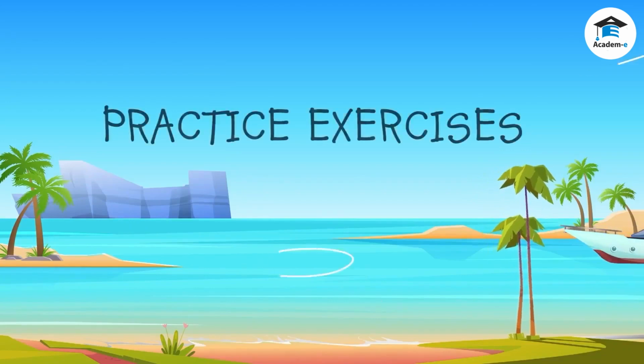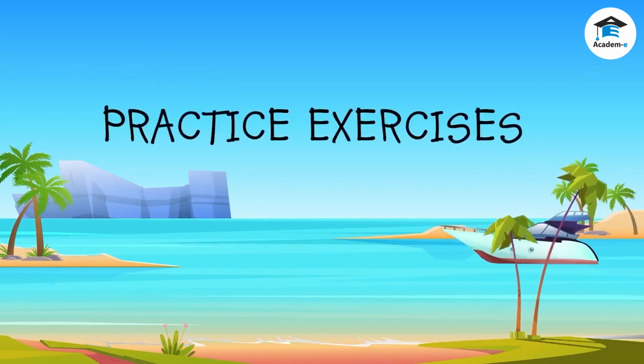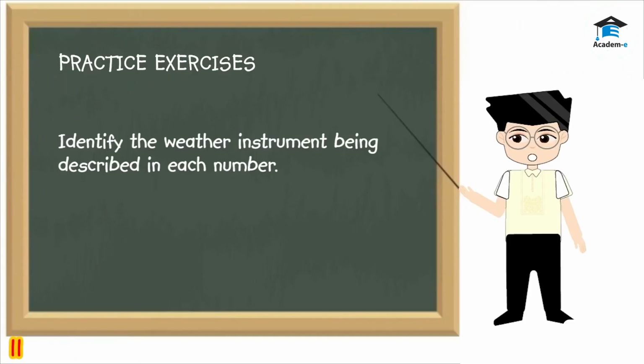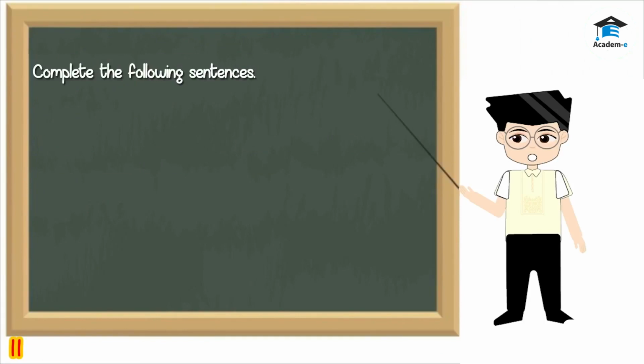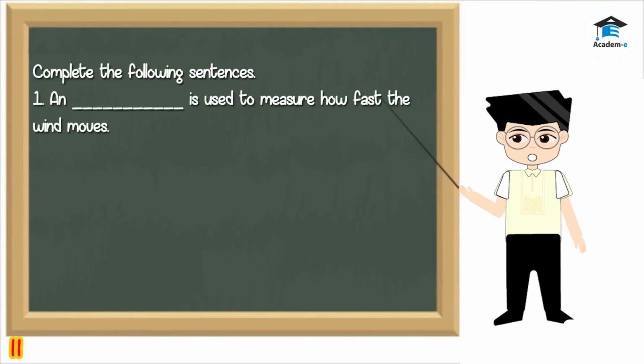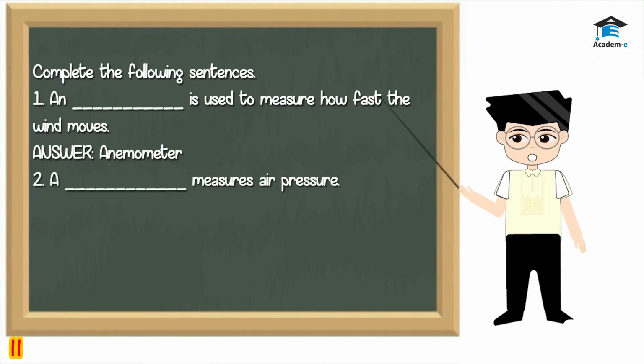To check how well you understood the lesson, let us have a short exercise. Identify the weather instrument being described in each number. Complete the following sentences. 1. A blank is used to measure how fast the wind moves. The correct answer is anemometer. 2. A blank measures air pressure.